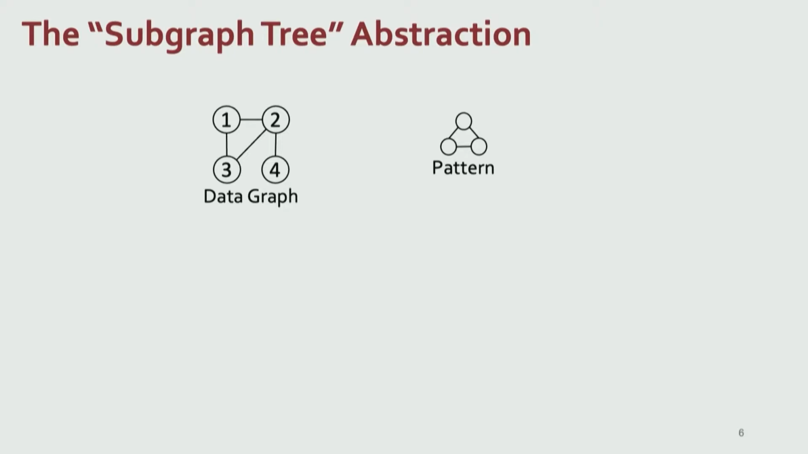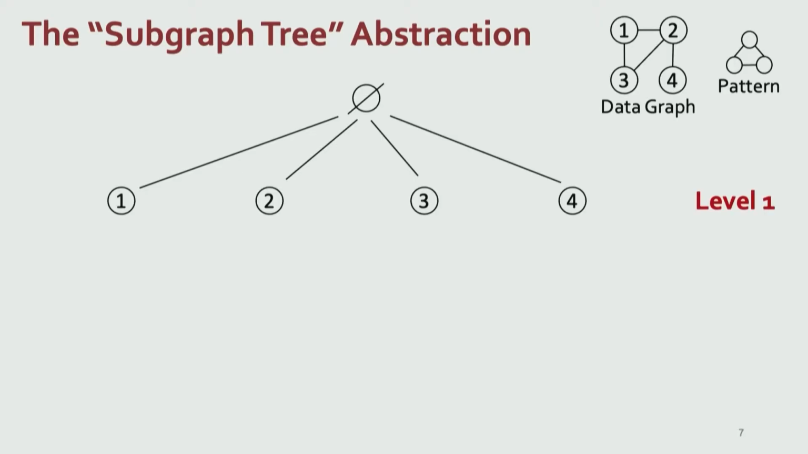So to solve this problem, the first step is to define the search space. And this is done by building the subgraph tree. Let me use a simple example here to show how to build this tree. So in the subgraph tree, each node is a subgraph of the data graph. The root is an empty subgraph. At level 1 of the tree, each subgraph has 1 vertex. At level 2, it has 2 vertices, and so on.